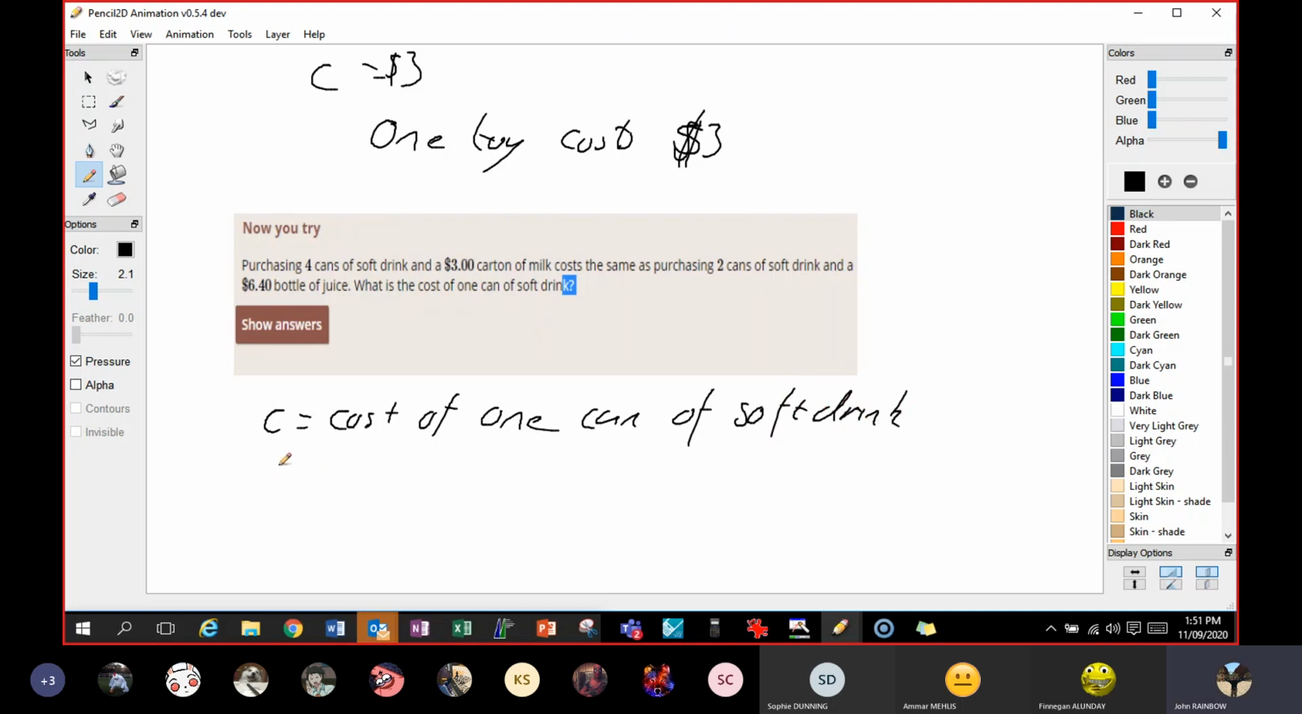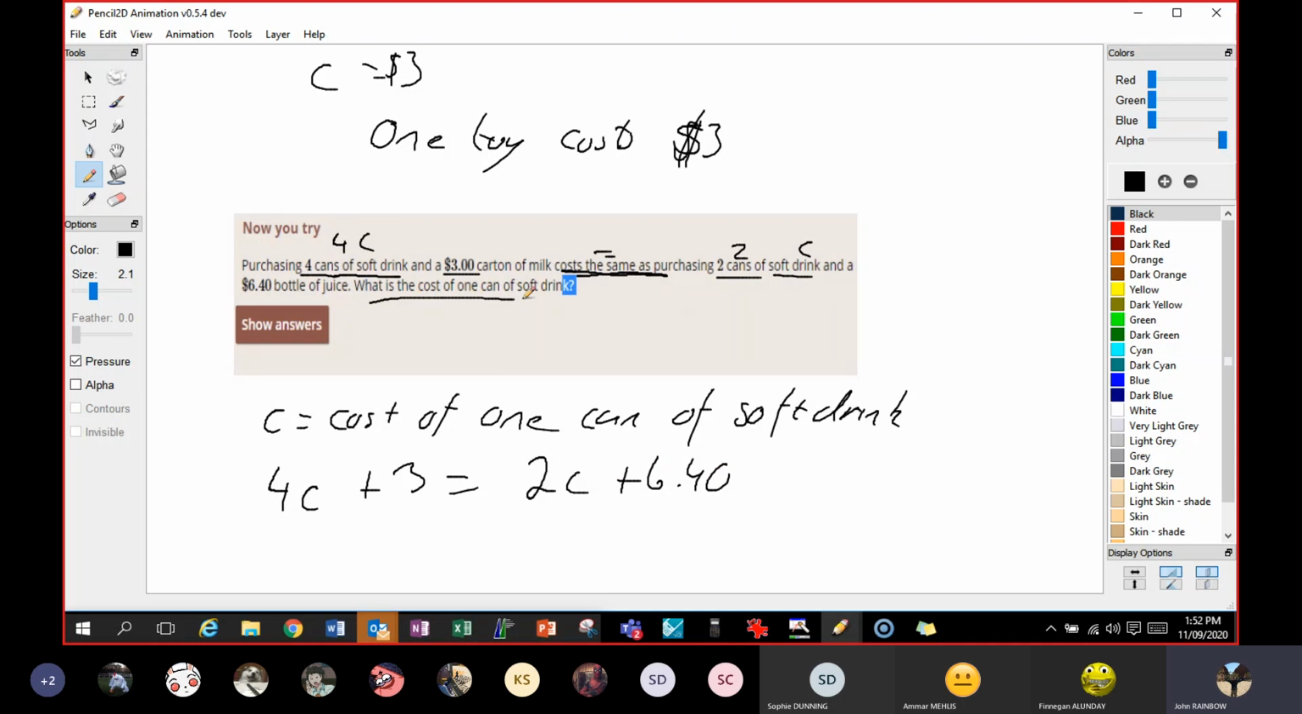So if we purchase 4 cans of soft drink and a $3 carton of milk, it costs the same as, that's an equal sign, so here's 4C, 4 cans of soft drink and $3, costs the same as purchasing 2 cans of soft drink and a $6.40 bottle of juice. What is the cost of 1 can of soft drink? So we want to solve for C to find out what one costs.